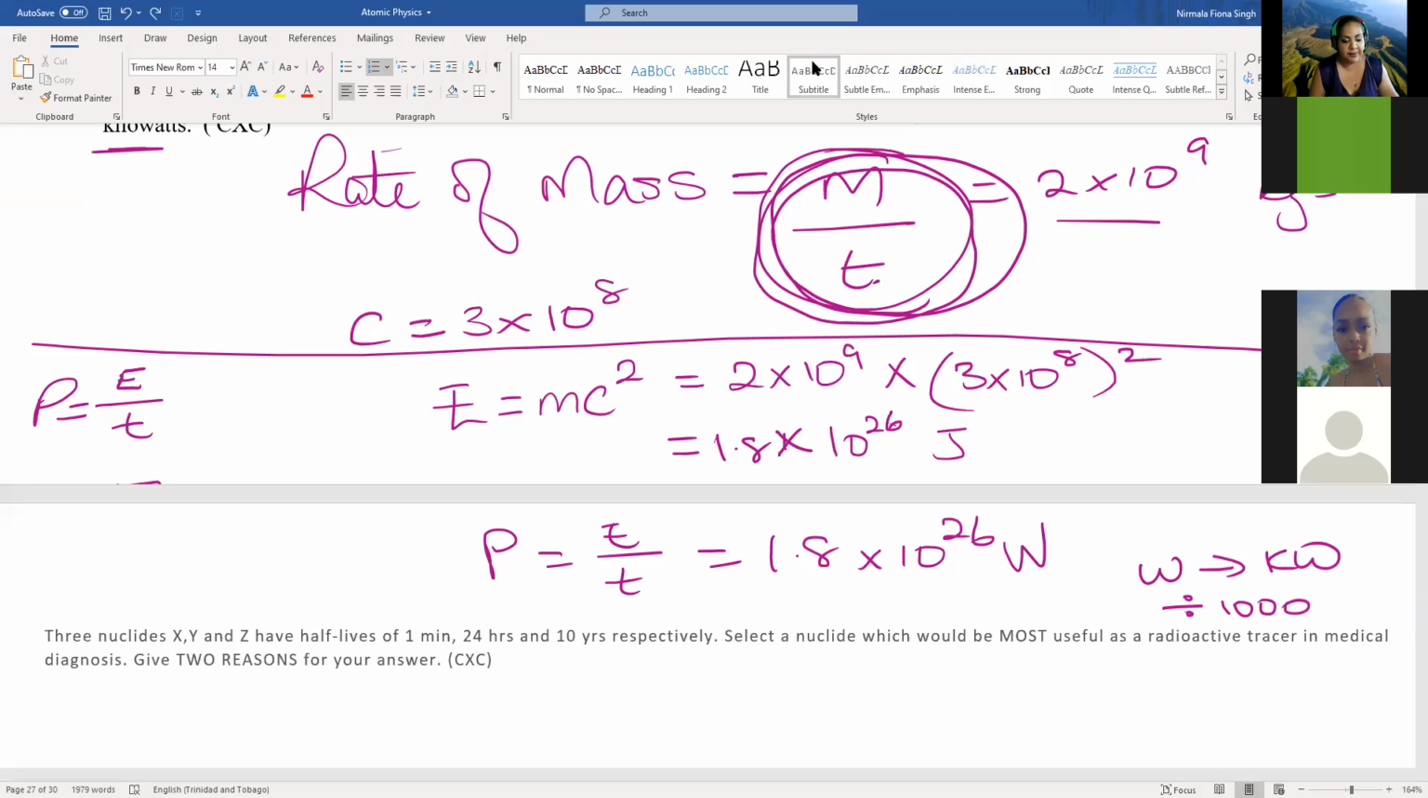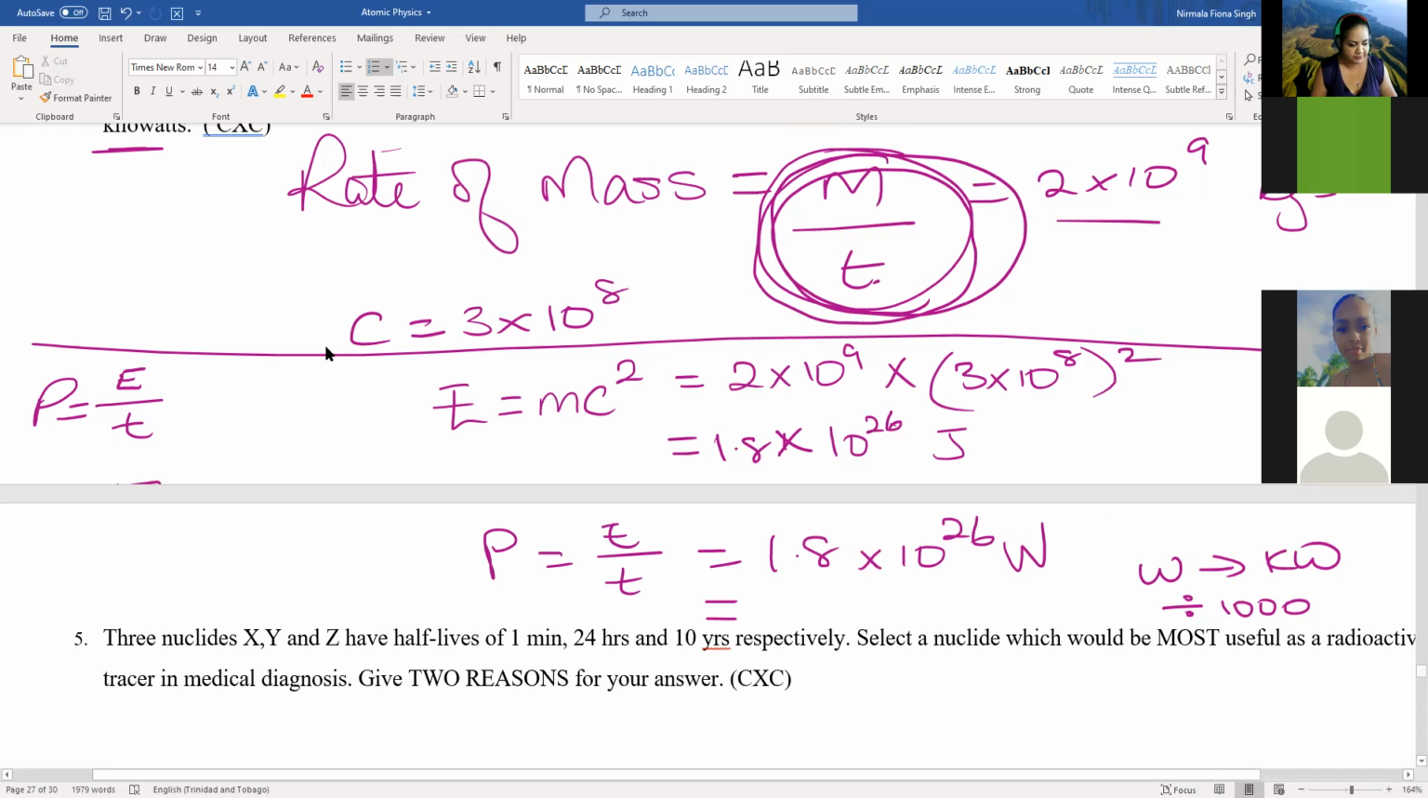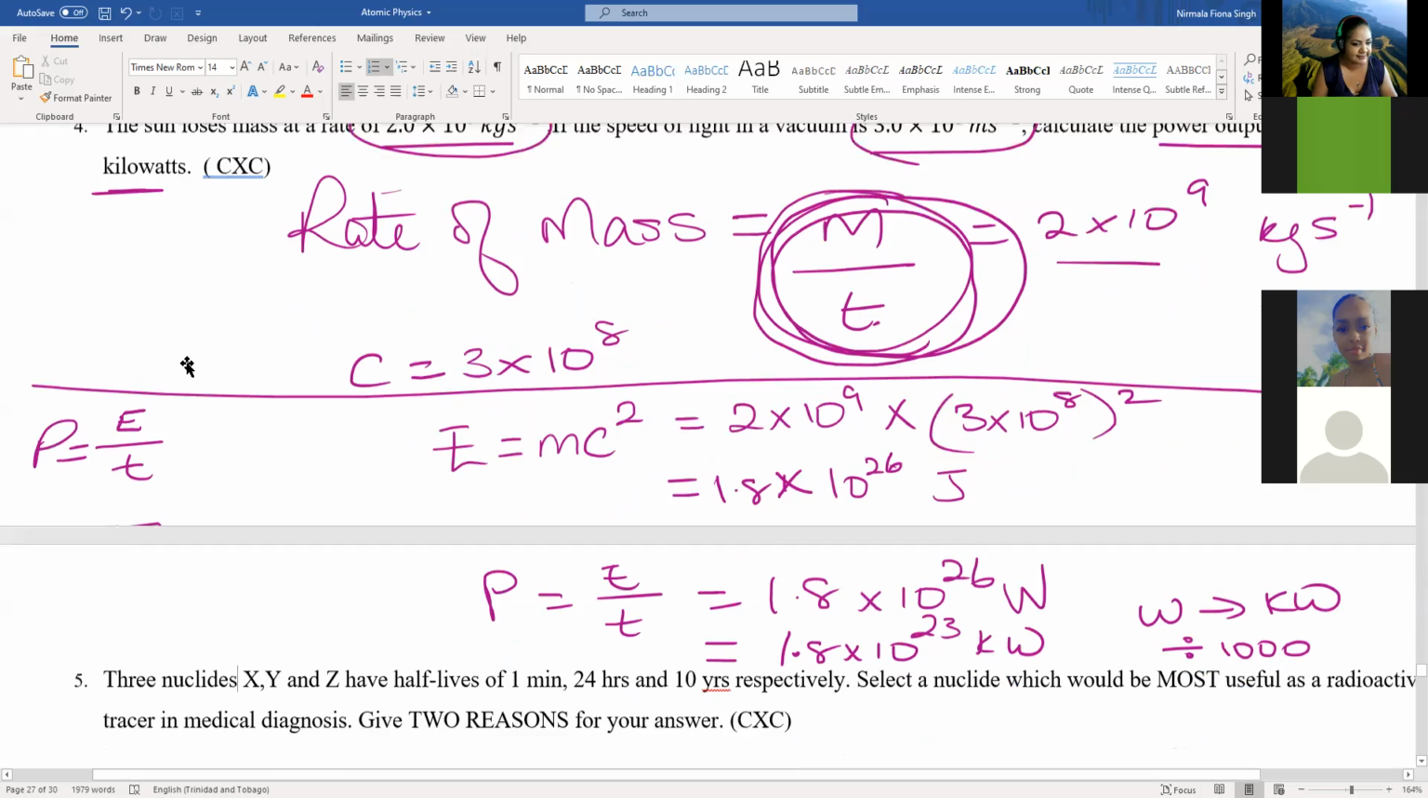All right. When we have to divide by 1,000 using law of indices, dividing means we're taking away. So we're going to end up getting, why is my thing different? Okay. We're going to get 1.8 by 10 to the 23 kilowatts. This is a really mean question. Honestly, it is. I don't think you get it like this again.